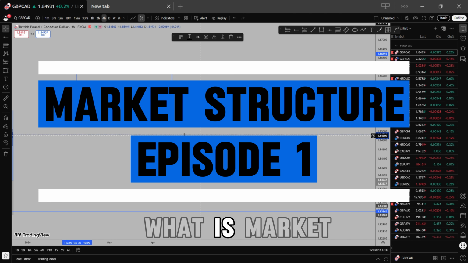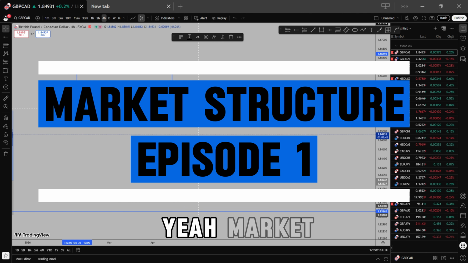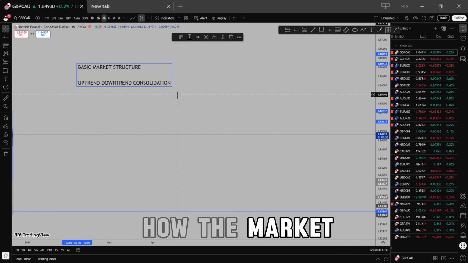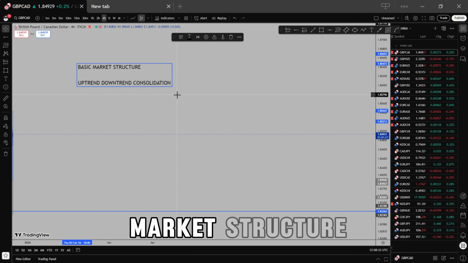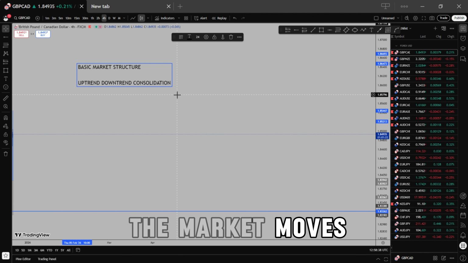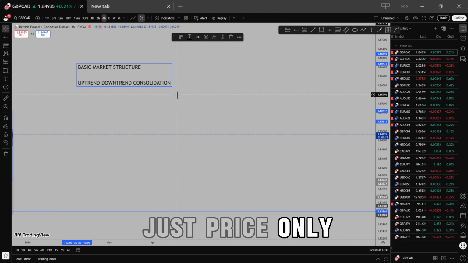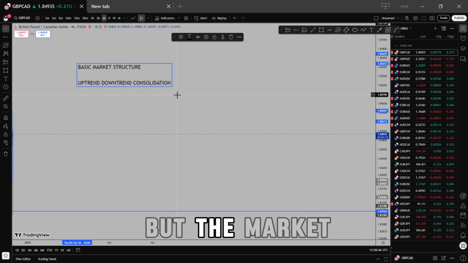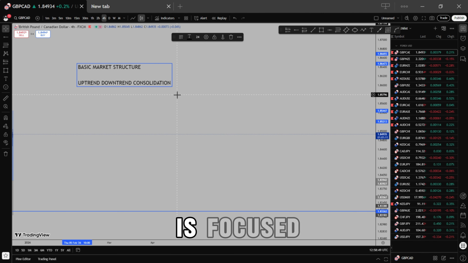So basically, what is market structure, guys? Market structure is a simple and basic form of understanding of how the markets move. It's as simple as that. Now, most people tend to confuse market structure with price action, but price action is how the market moves based on just price only, without consideration of trends and how they may continue. But the market structure is focused mainly on the trend.